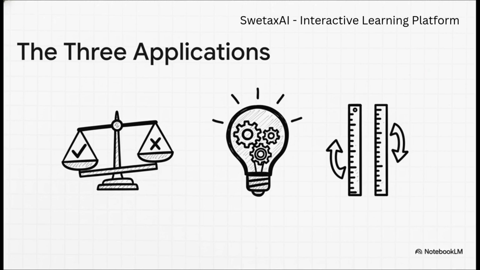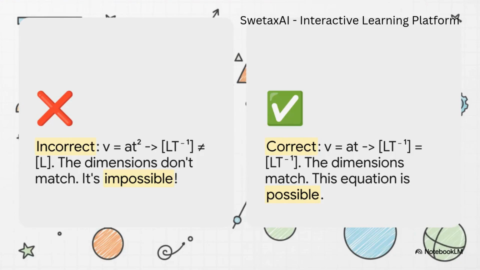Number 2, you can actually derive the basic form of a formula if you've forgotten it. And number 3, you can handle any unit conversion without breaking a sweat. And this, right here, is the magic trick. It's based on something called the principle of homogeneity, which is a fancy way of saying, for an equation to be true, the dimensions on both sides of the equal sign have to be exactly the same.